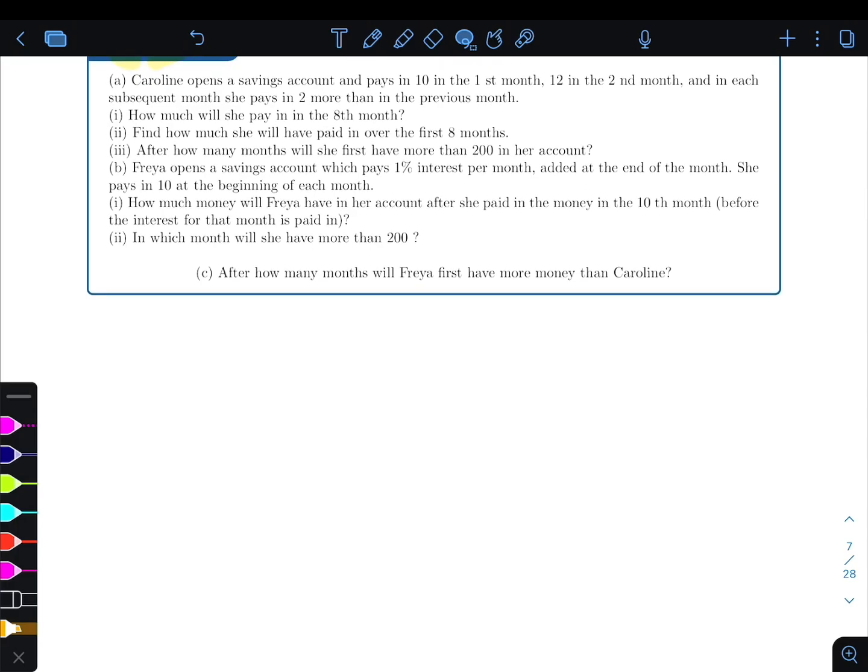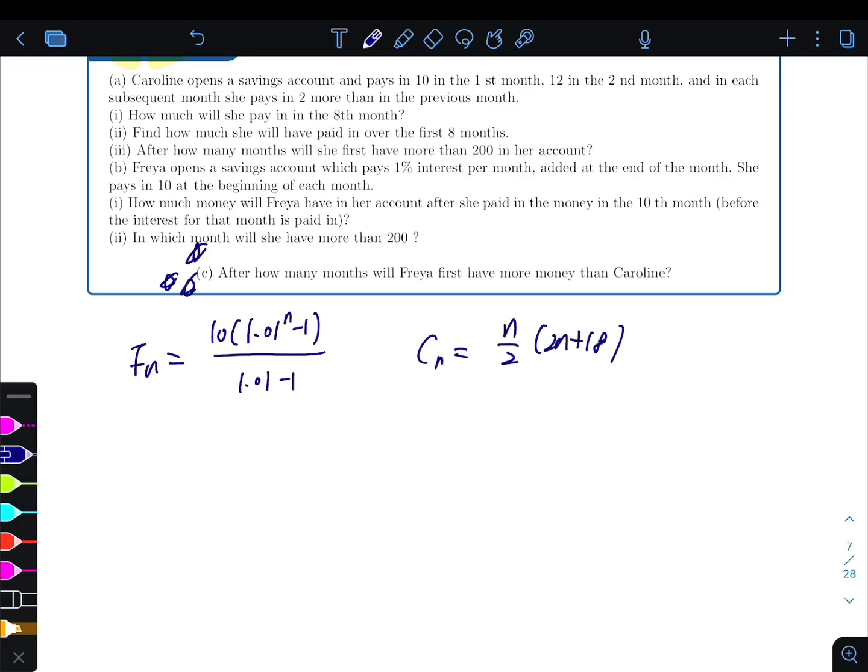So the inequality that you're trying to use for the last question is very, very important. You're trying to see when the investment by Freya, which is given as 10 times (1.01 to the power of n minus 1) over (1.01 minus 1), and Carolina's Cn is given by n over 2 times (2n plus 18). So this is done by the arithmetic series.